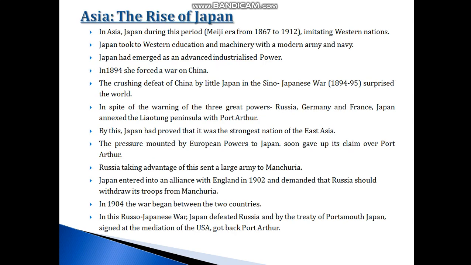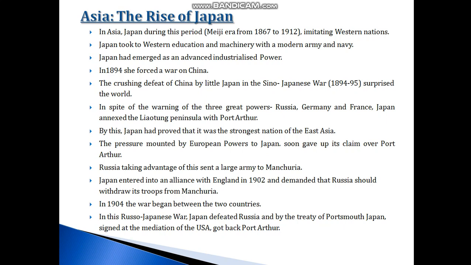Next topic we are going to see about Asia and its role. In the continent of Asia, the rise of Japan, how Japan had to play a role. In Asia, Japan during the Meiji era from 1867 to 1912, imitating Western nations, took up Western education and machinery with a modern army and navy. Japan had emerged as an advanced industrialized power.